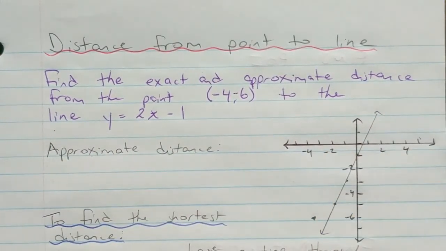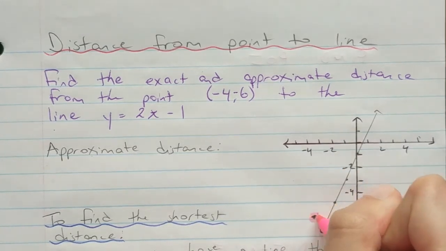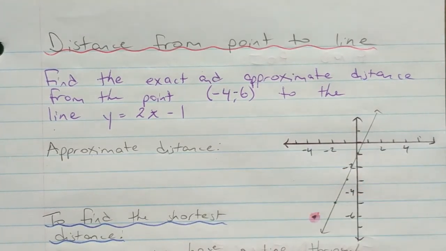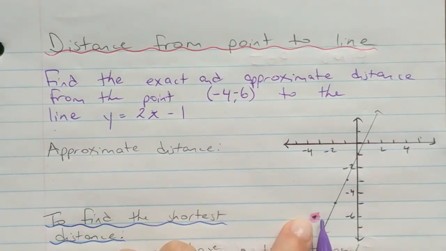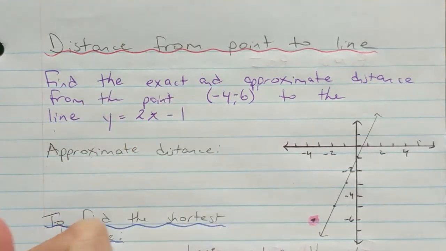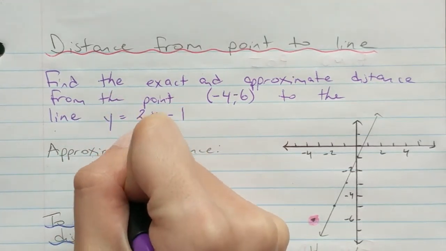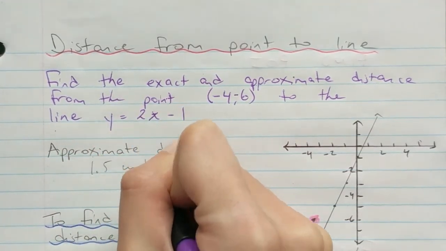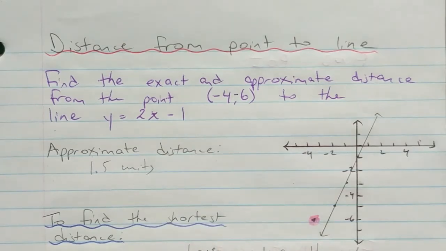Okay, so we have our two pieces of information here. We have our dot and we have our line. The approximate distance, well, we can kind of see maybe it's going to be 2 units, maybe a little bit less if we go this way. I'm going to guess it's going to be about 1.5 units away from the line.